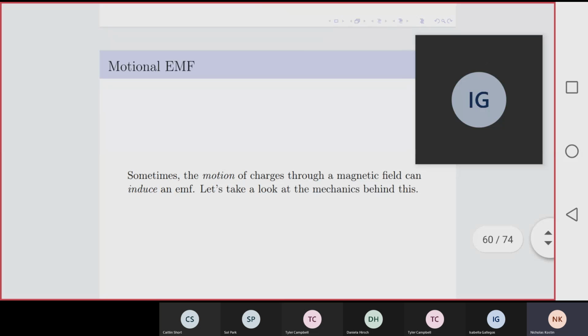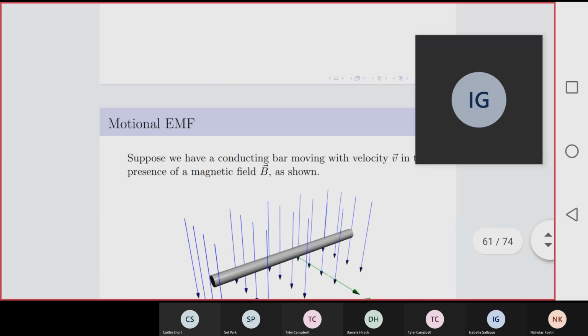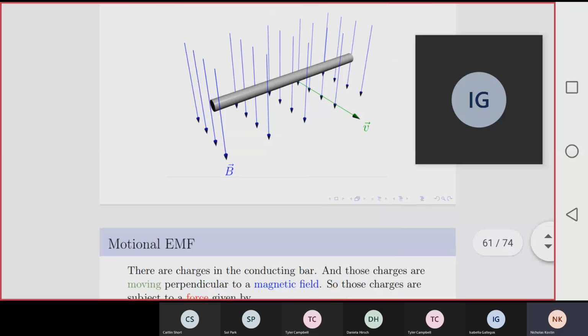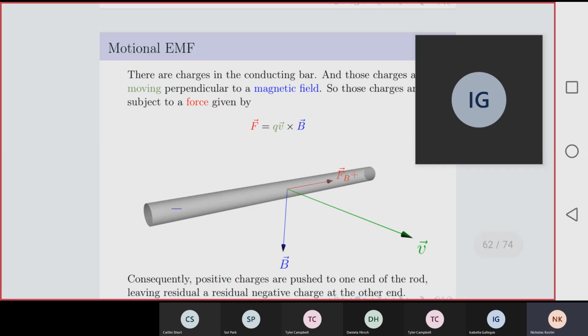Okay, motional EMF. So sometimes the motion of charges through a magnetic field can induce an EMF. So for instance, if you have a conducting bar that's moving with a velocity v in the presence of a magnetic field, by virtue of that conducting bar containing charges, those charges are going to be subject to a force, the same force we know from qv cross B. So for instance, if we think about the positive charges in that rod, if the B field's pointing down and the velocity is sort of coming out of the page, then the magnetic force is going to push the positive charges to one end of the rod, leaving residual negative charges at the other end.